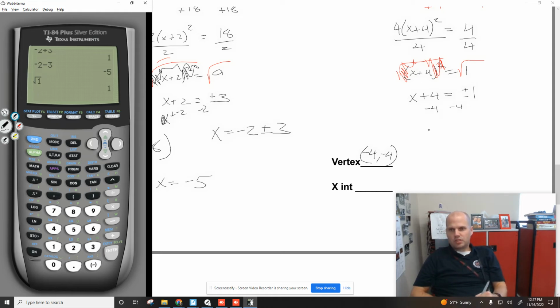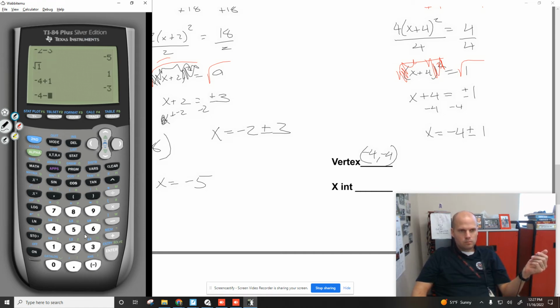Subtract 4 from both sides. I'm going to put it out in front. So I have negative 4 plus or minus 1. Negative 4 plus 1, negative 4 minus 1. Negative 3 and negative 5.